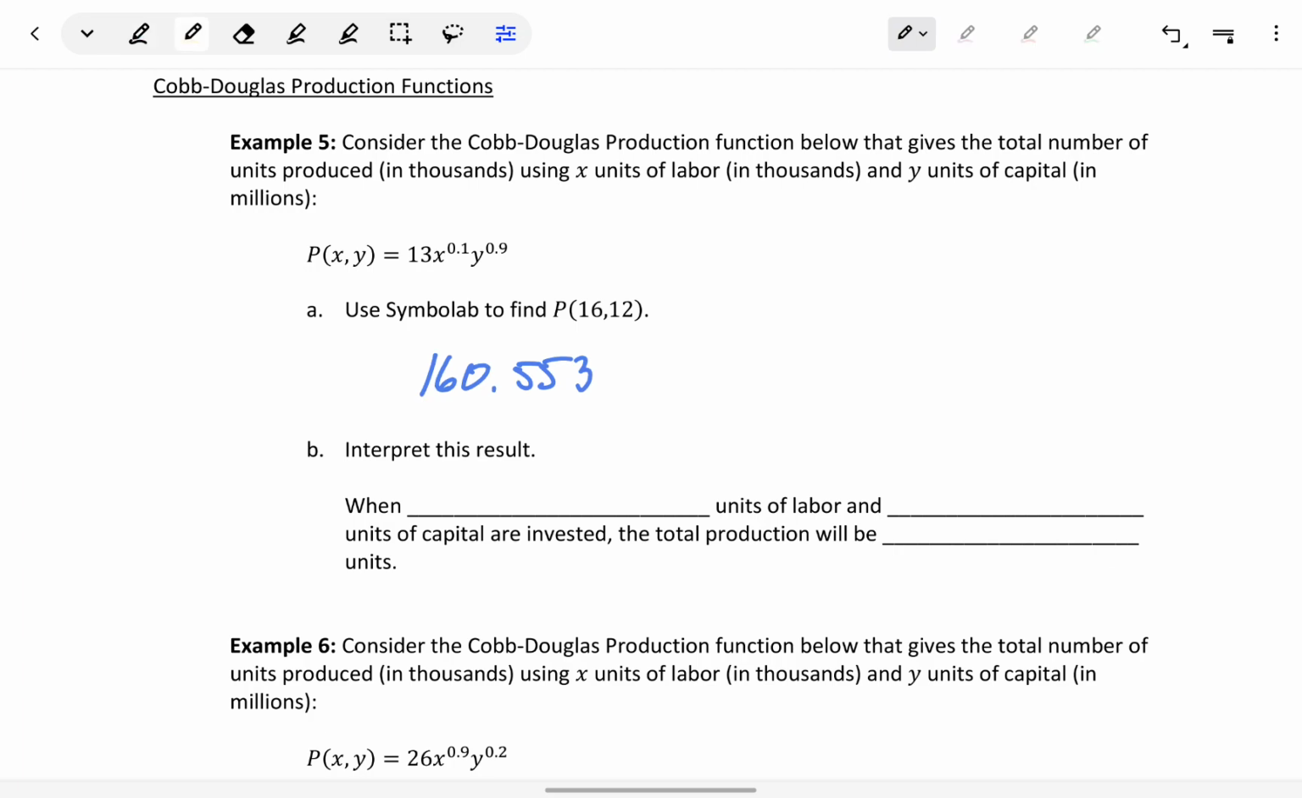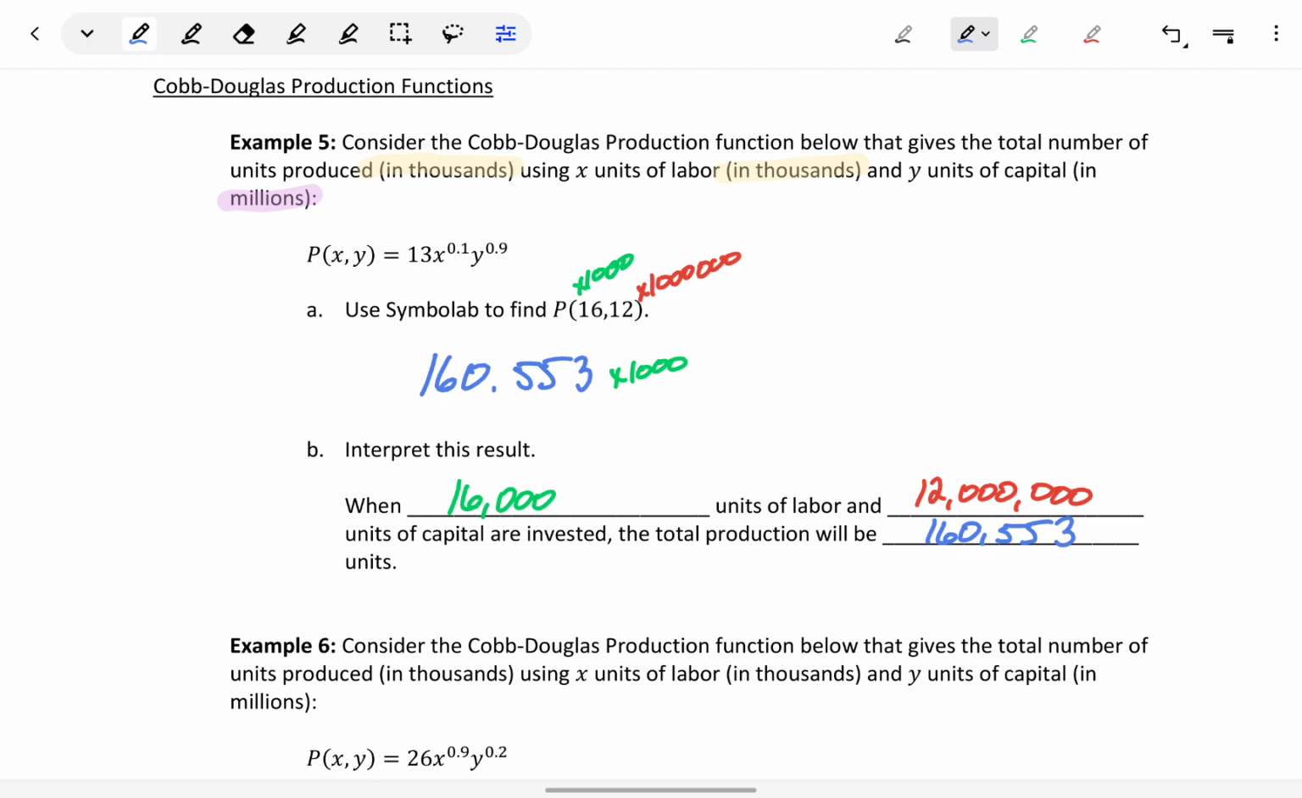And then we can interpret this information by first noting that our total number of units produced is in thousands, X units of labor is in thousands, but Y units of capital is in millions. So we'll need to multiply this result by 1,000. We'll multiply our X value by 1,000, and our Y value will get multiplied by 1 million, which will allow us to say that when 16,000 units of labor and 12 million units of capital are invested, total production will be 160,553 units.